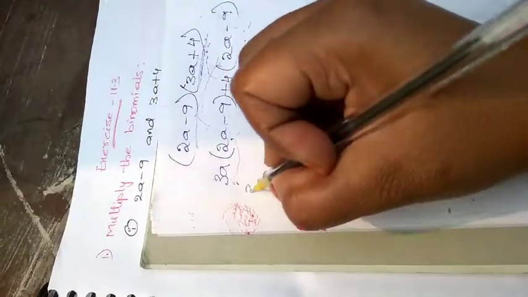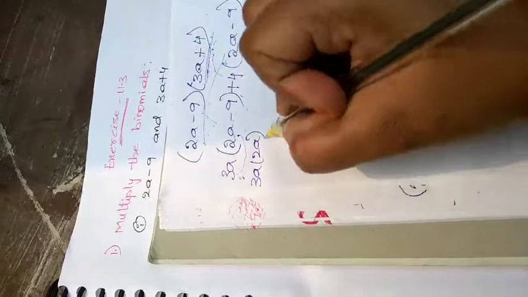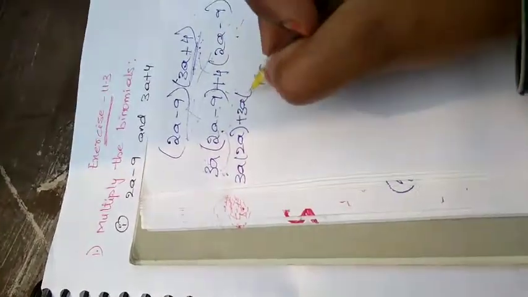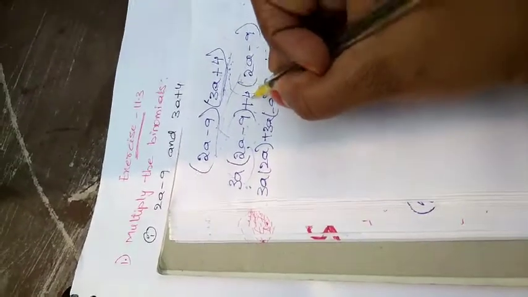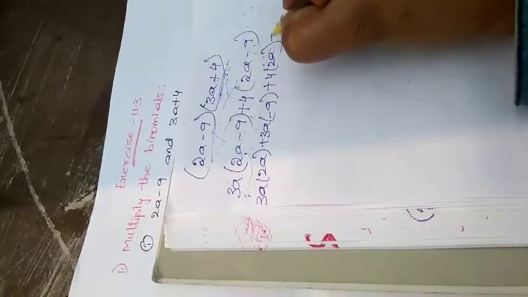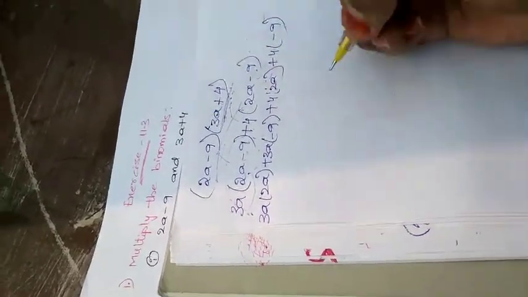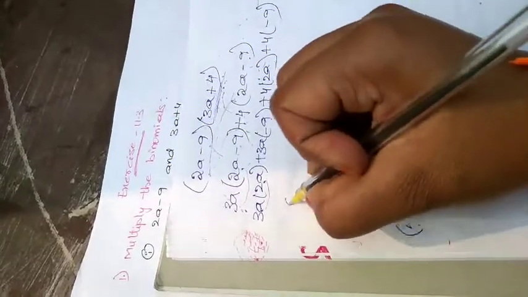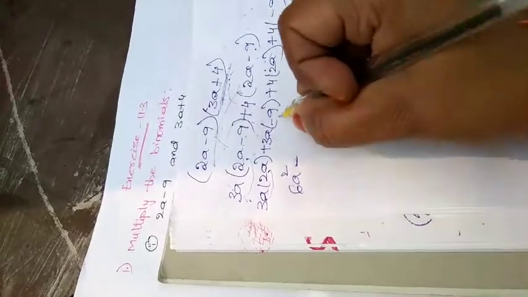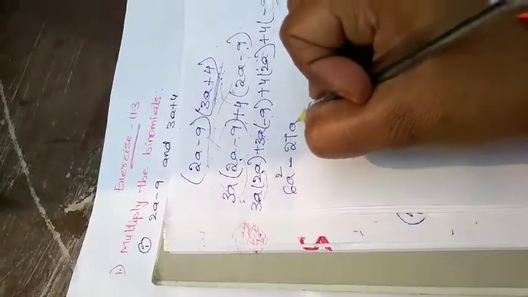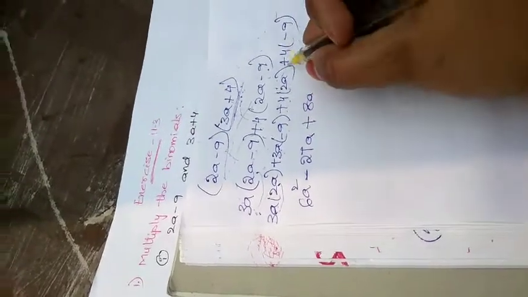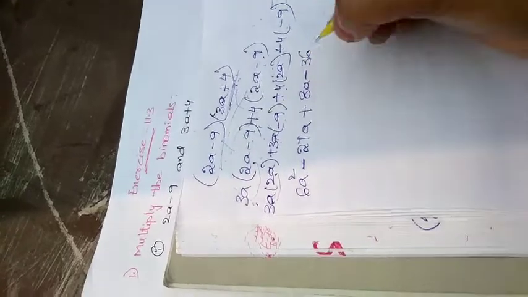So 3a into 2a. Next, plus 3a into minus 9. Next, plus 4 into 2a. Next, plus 4 into minus 9. Okay, so 3 2s are 6. a into a is a square. Next, plus into minus is minus, 3 9s are 27a. Plus into plus is plus, 4 2s are 8, so 8a. Next, plus into minus is minus, 4 9s are 36.